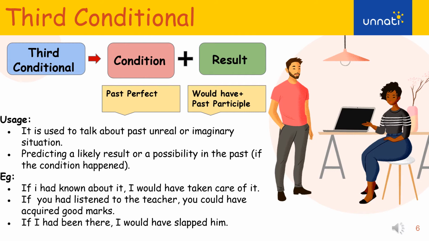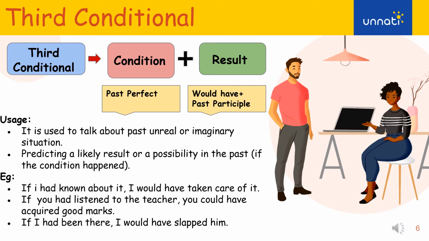Let's take a look at example 1. If I had known about it, I would have taken care of it. If I had known, past perfect, I would have taken care, would have plus taken is participle form. Hence a third conditional. Now what is third conditional used for?